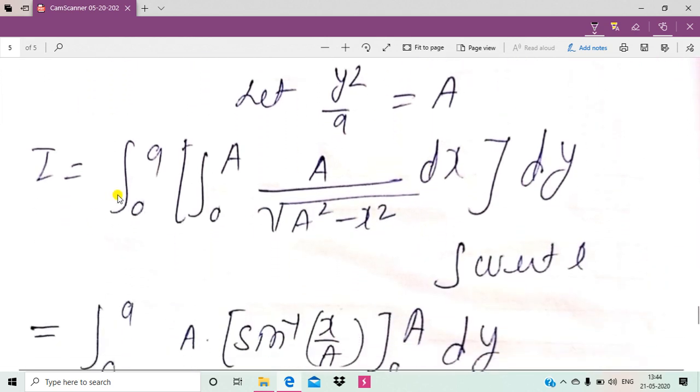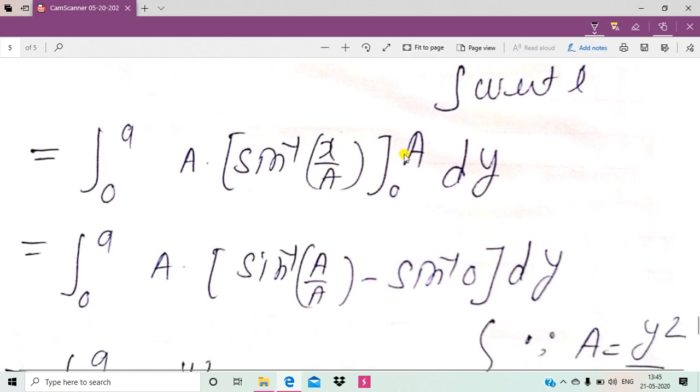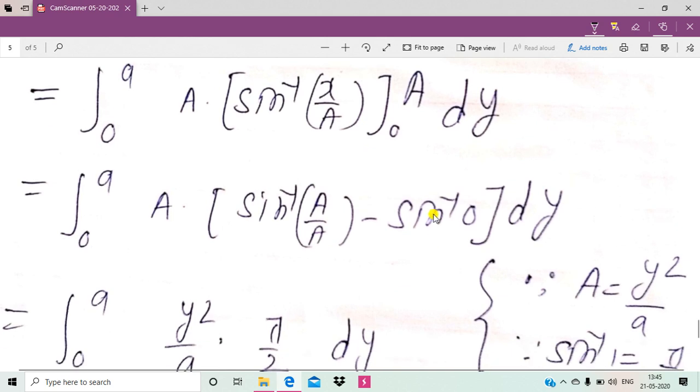So the integration is now 0 to small a and 0 to capital A upon root over a square minus x square dx dy. If we integrate it with respect to x, it is the formula of integration of 1 upon root over a square minus x square, whose formula is sine inverse x by a. With respect to x, this capital A is a constant. When we apply upper limit minus lower limit, it will be sine inverse 1 minus sine inverse 0. The value of sine inverse 0 is 0, whereas the value of sine inverse a by a, that is 1. So the value of sine inverse 1 is pi by 2.